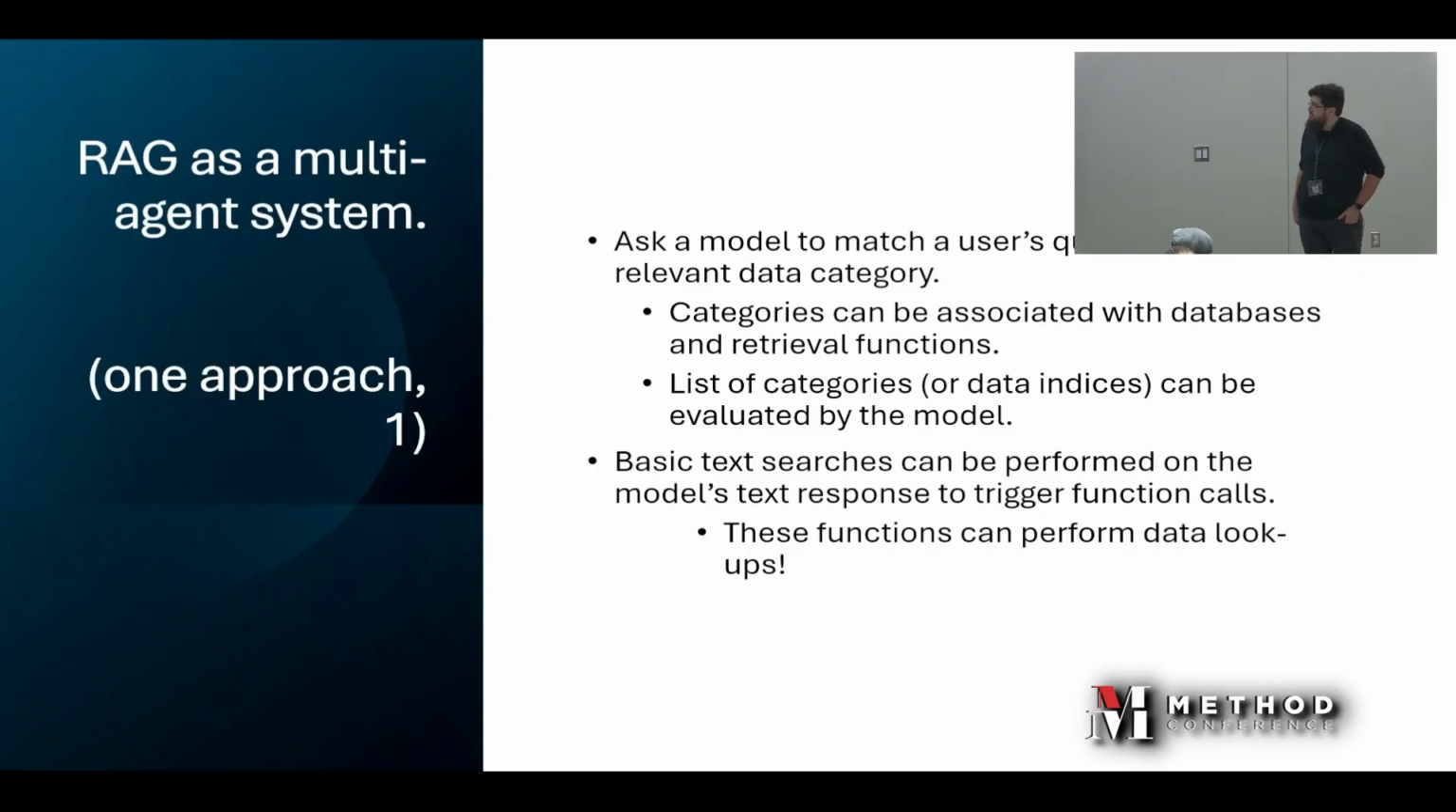So again, to discuss more about how we fleshed our system out: we decided to call the API, asking the model to match a user's question with a relevant data category. Categories can be associated with databases and retrieval functions, and they can be evaluated on the model.